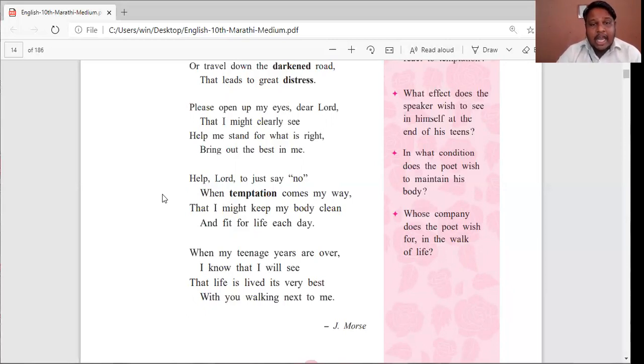Last, help Lord to just say no when temptation comes my way, that I might keep my body clean and fit for life each day.